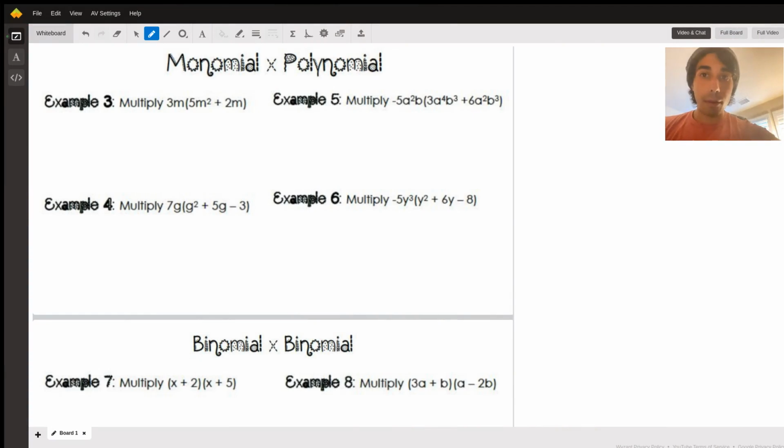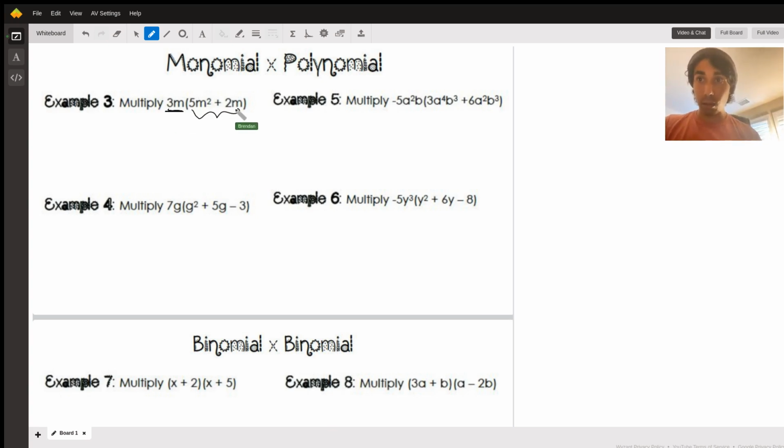Right, okay, so we got part 2 here. So now we're going to do a monomial by a binomial. Okay, so first we got this first example. We have a monomial. That's just one term right there, right? There's no plus or minus sign separating anything.